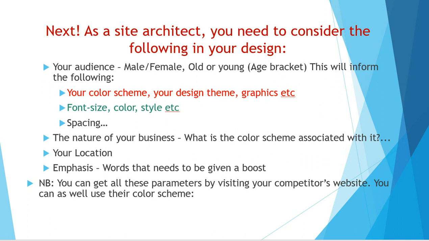All right. So you can get all these parameters by visiting your competitor's website. You can as well use their color scheme. So what you're going to do is search out who my competitors in business are. And then when you have come to understand those that are really your competitors, what you're going to do is try to design your site to at least match their own, and then you put in certain things that will make your own site outstanding.